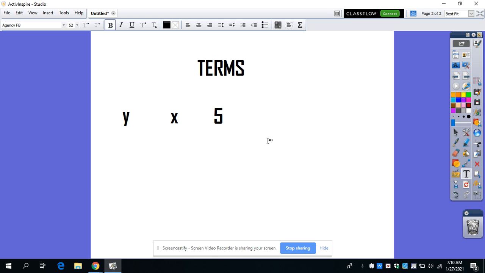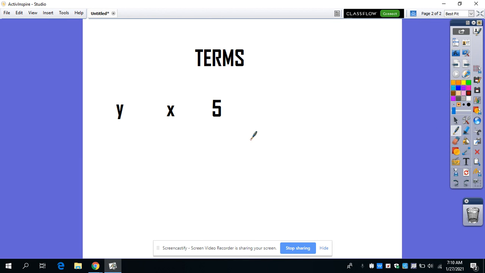Alright, so quick reminder on terms, okay? Terms are basically different categories, and different categories belong to a certain family. So y is its own term, x is its own term, and 5 is its own term. You cannot add or subtract these things with each other, okay? You cannot combine them. But you can combine things that are in the same category.